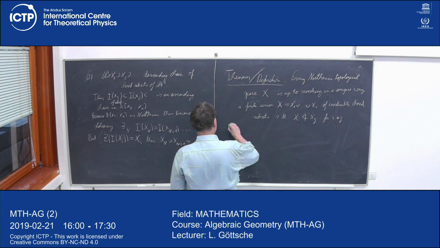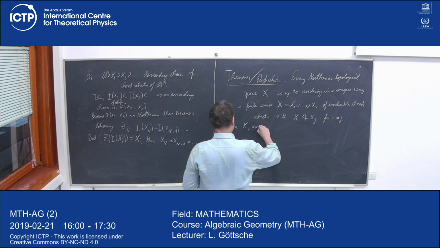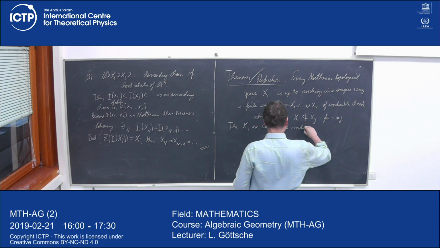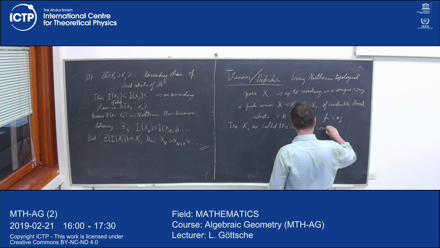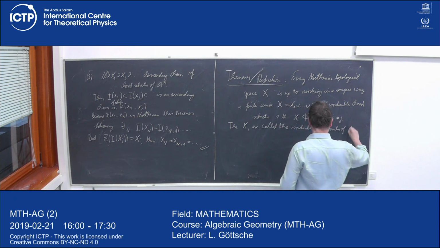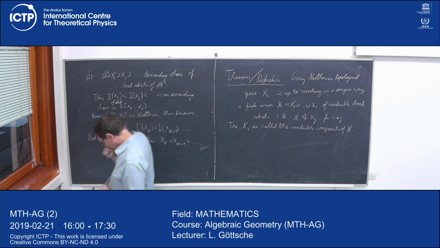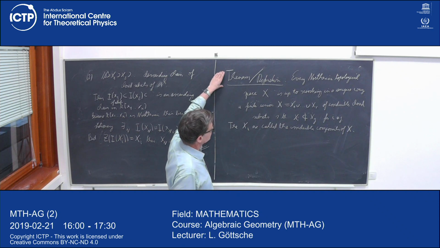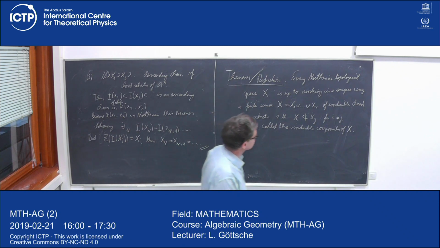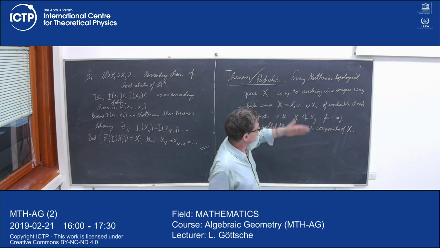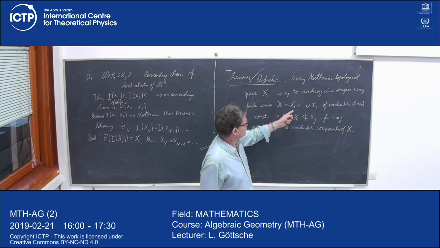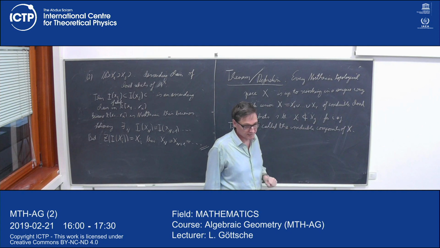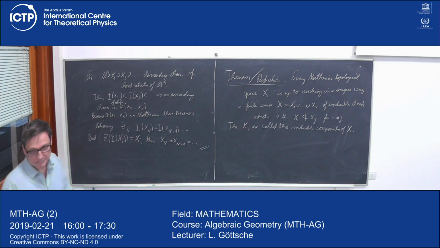And these Xi are called irreducible components of X. So maybe I can stress it again. If we just talk about affine algebraic sets, you can directly say it in these words. Every affine algebraic set is, up to ordering, in a unique way a finite union of irreducible affine algebraic sets if I impose the condition that none of them is contained one in the other. Okay, so it's just the same statement.